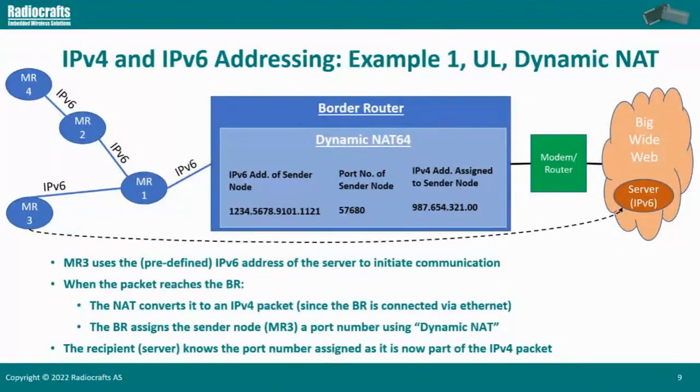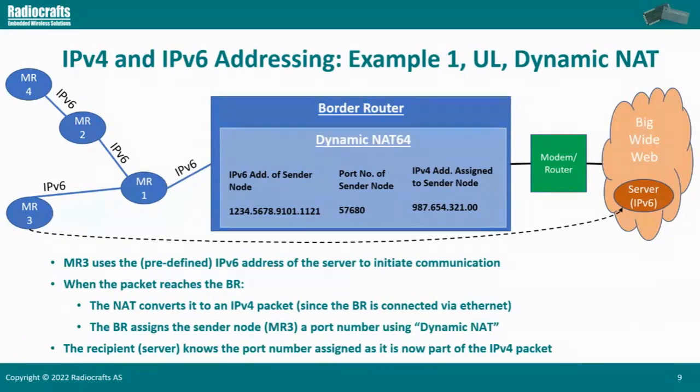Okay, so what happens, let's say that mesh router number 3, there on the left-hand side, the bottom, wants to speak with the server on the web. Let's just call any entity on the web that they want to speak to the server for simplicity. So what does the NAT table do?